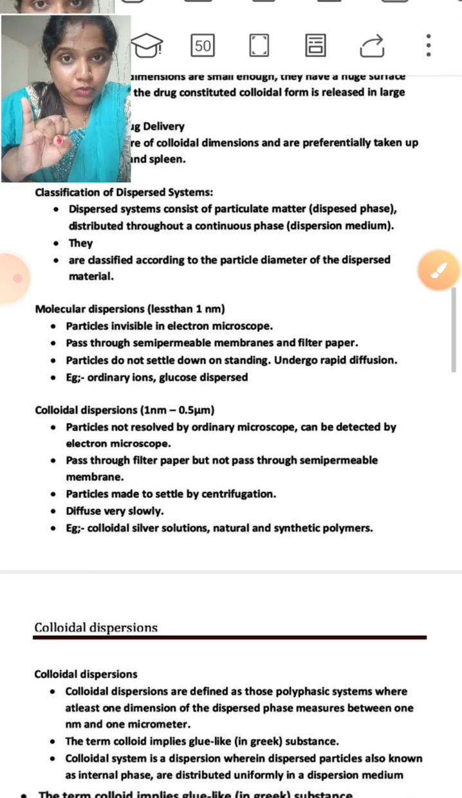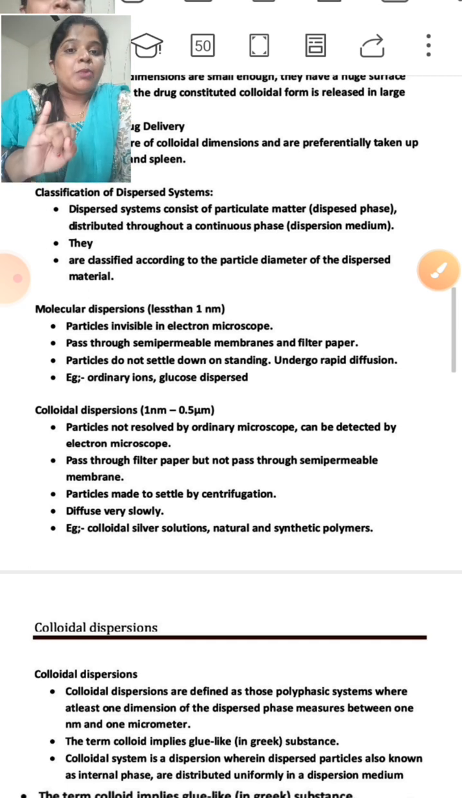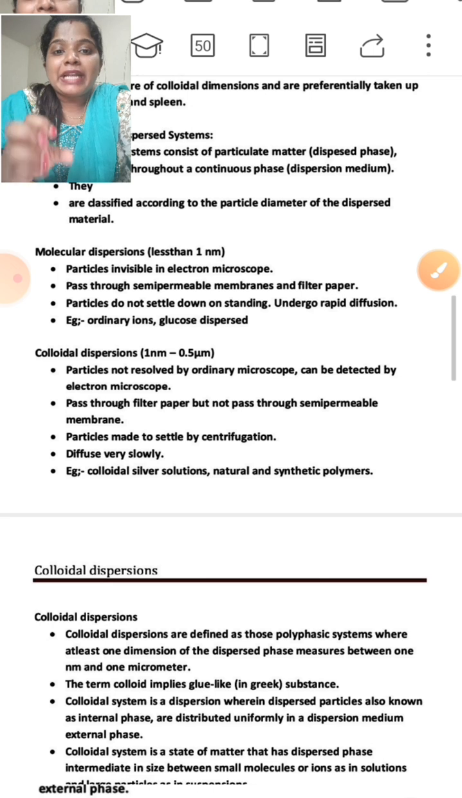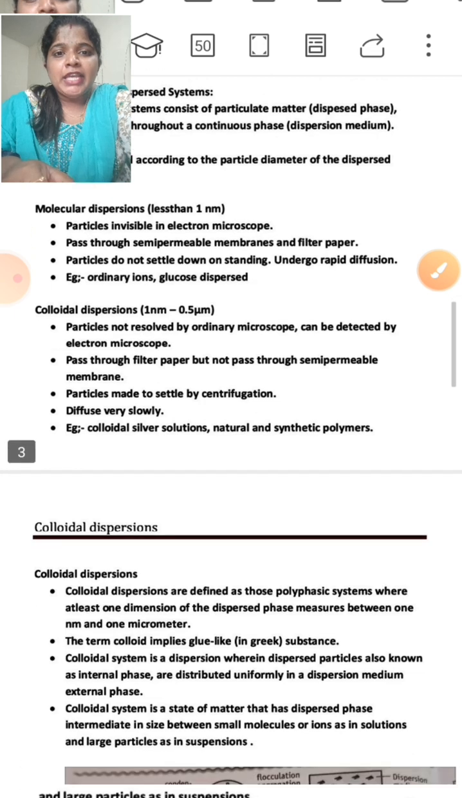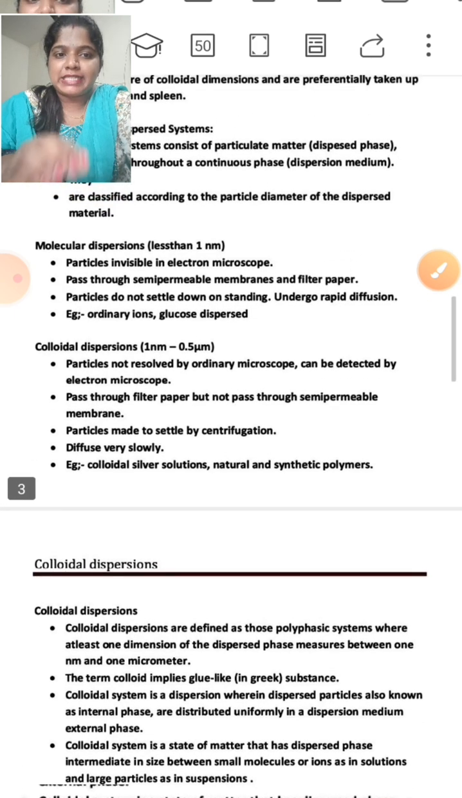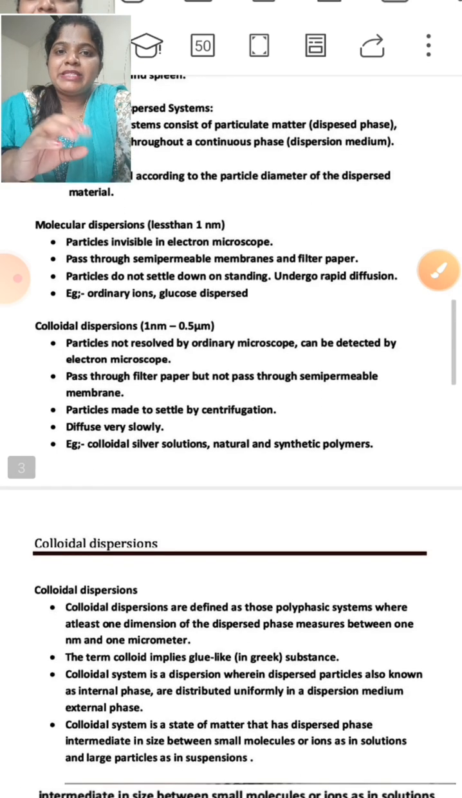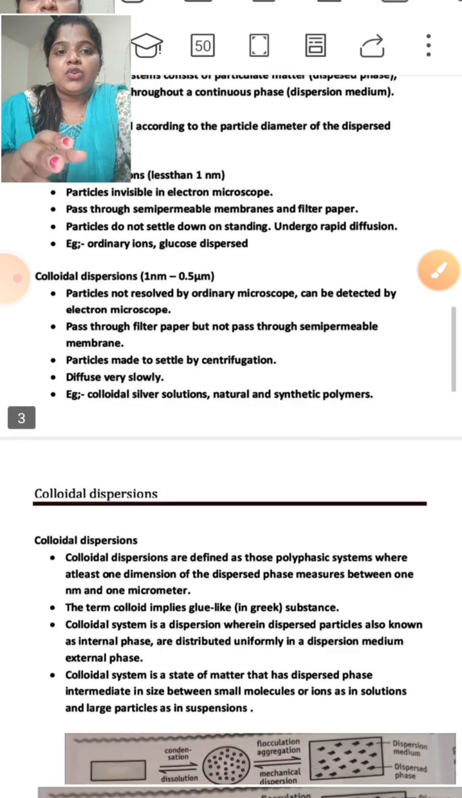First one, molecular dispersions. Molecular dispersions are lesser than 1 nanometer, so particles smaller than 1 nanometer come under molecular dispersions. These particles are invisible in the electron microscope. They pass through semi-permeable membrane and filter paper, won't settle down on standing, and undergo rapid diffusion. Examples are ordinary ions and glucose.